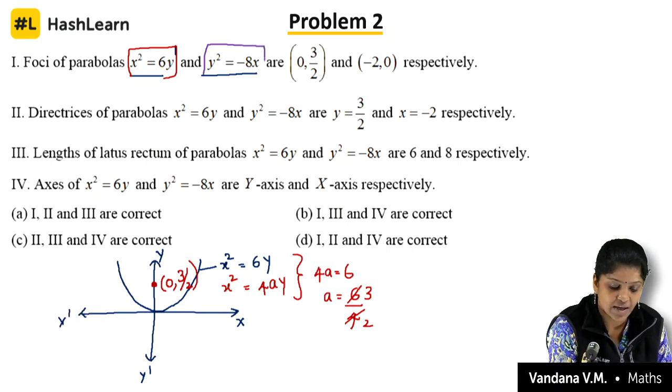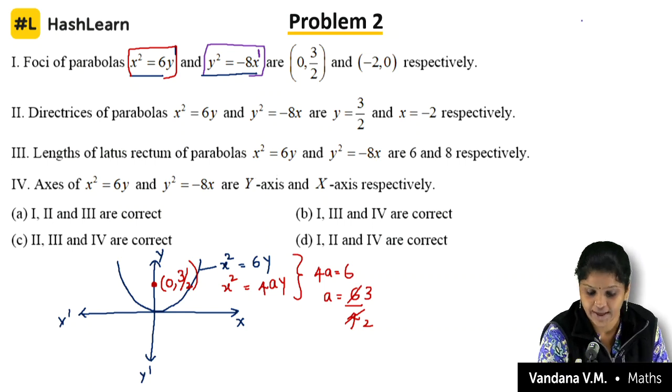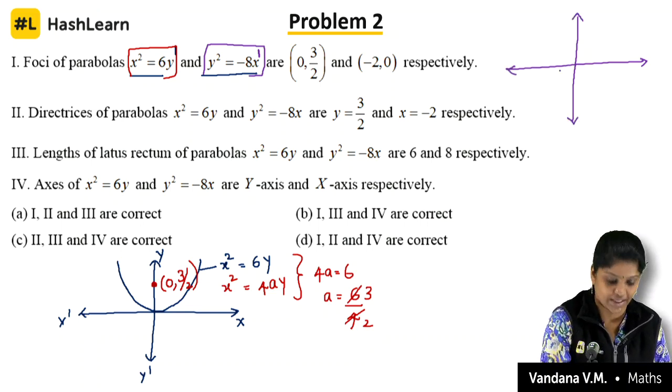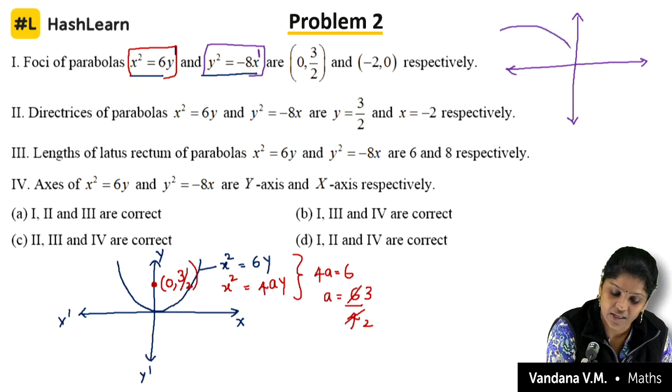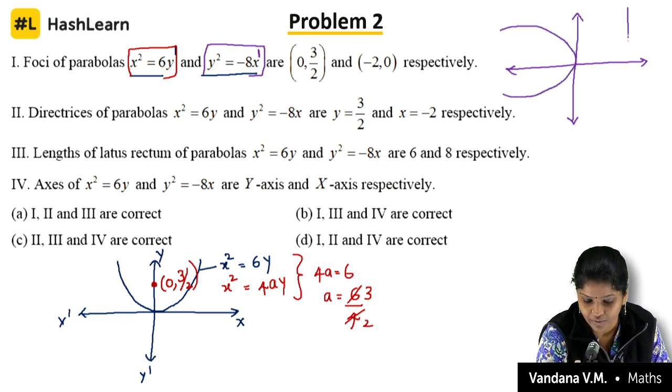y square is equal to minus 8x. It is symmetric along the x-axis, but negative is there. So, it is symmetric along the negative x-axis. Negative x-axis means your parabola must be like this and your directrix will come over here.